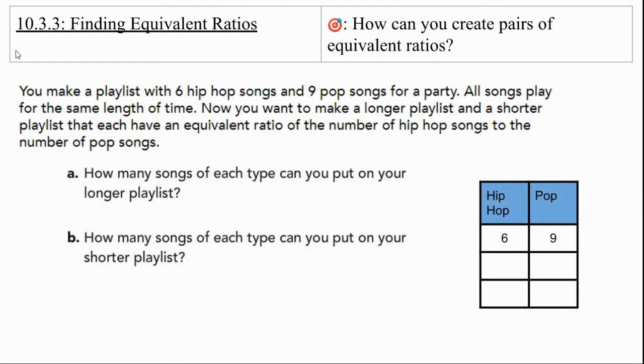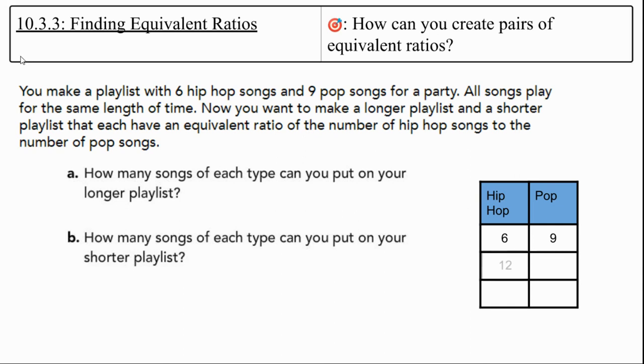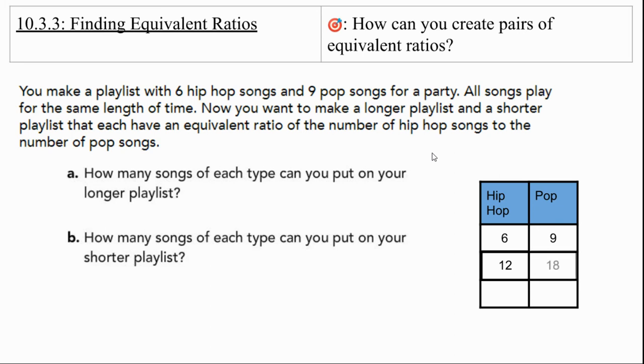So, we start with our basic information. We have hip hop to pop, so 6 to 9. So, that's our original playlist. Now, you want to make a longer playlist. So, to make a longer playlist, we can go ahead and multiply by 2. 6 times 2 is 12. Well, if I multiply 6 times 2, I also have to multiply 9 times 2, and we get 18.